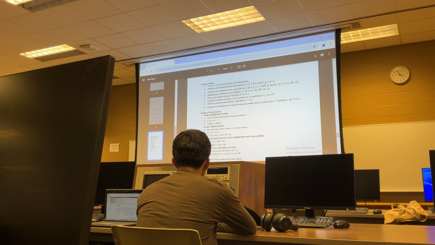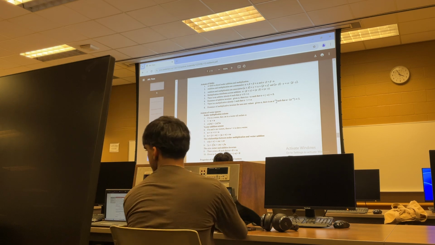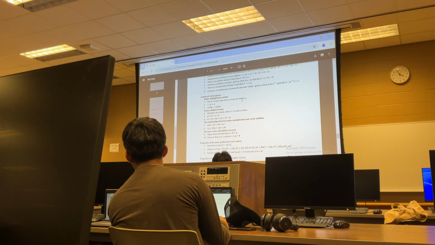One of these was for the 0 vector. But basically you just refer to that one and say, okay, scalar multiplication by 0 gives you 0. And then that's how you finish it.